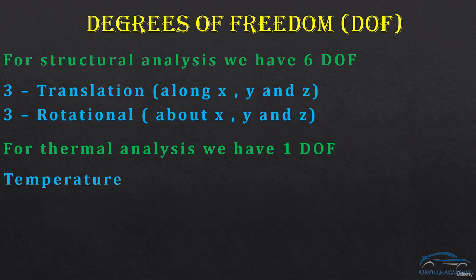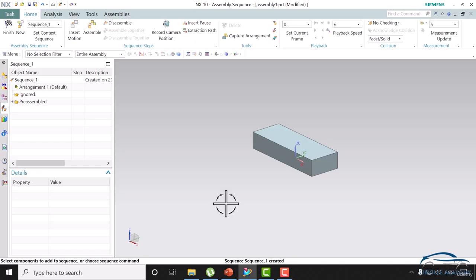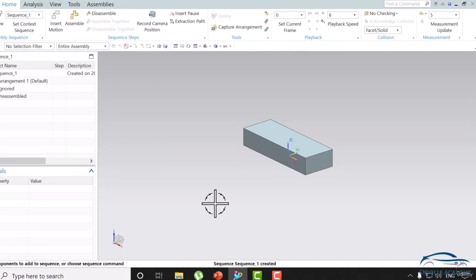So in that case, if I consider any object in space, then generally it has 6 degrees of freedom to completely define its position or completely constrain the position. These degrees of freedom are nothing but 3 translation and 3 rotational degrees of freedom along the XYZ and about the XYZ. Now let us have a look at these 6 degrees of freedom with the help of NX CAD.